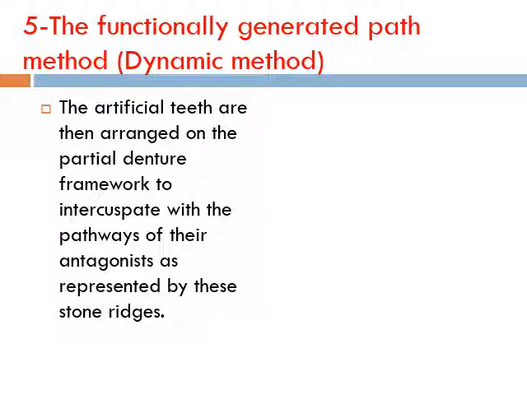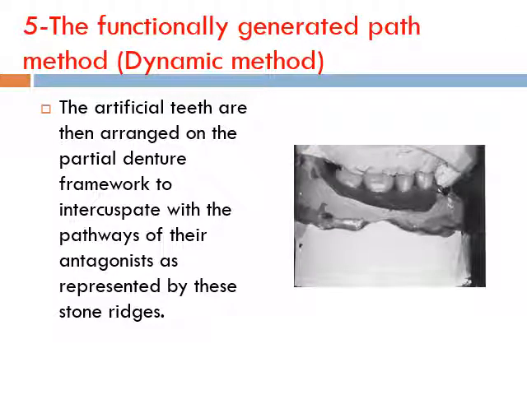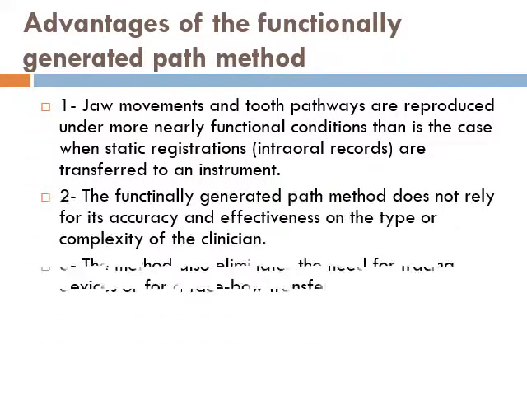The artificial teeth are then arranged on the partial denture framework to the intercuspal with the pathway of their antagonist, as represented by these stone edges. I start to arrange the artificial teeth with the indentations I have in the stone cast.